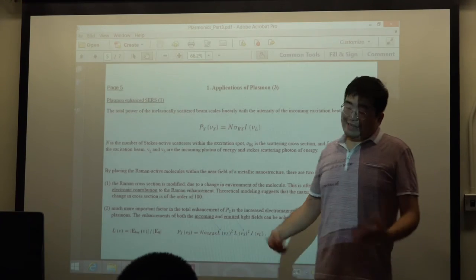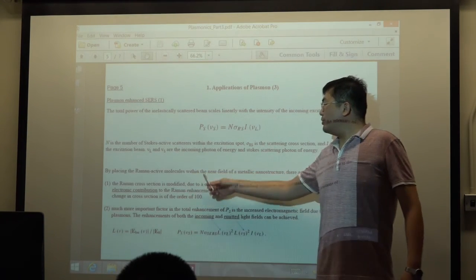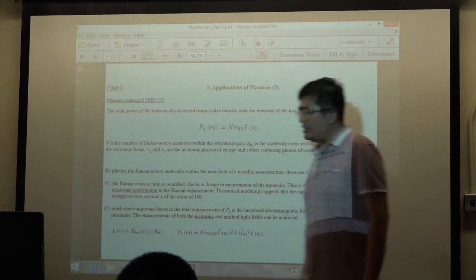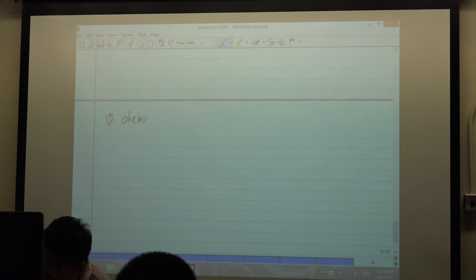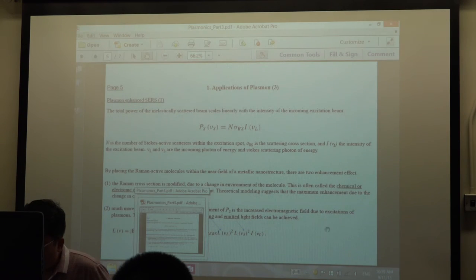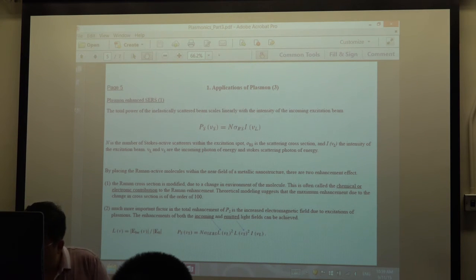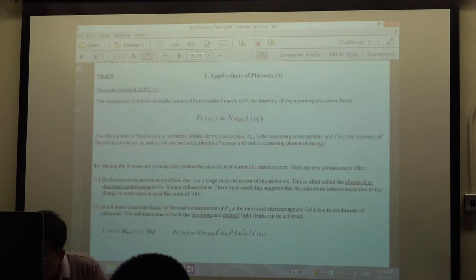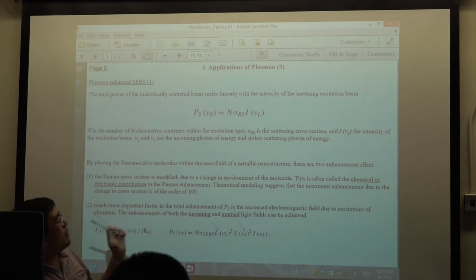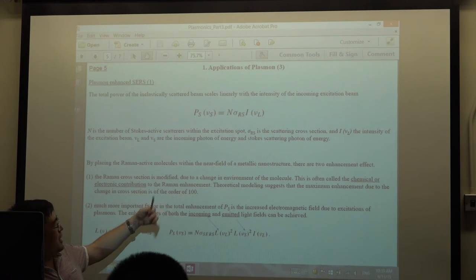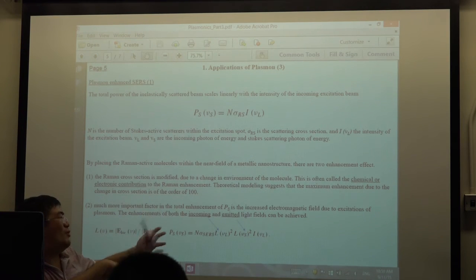So we can enhance it, because the signal is weak. So I put the Raman molecule, the Raman active molecule, with a metallic nanostructure. They have two enhancement mechanisms. I draw these two enhancement mechanisms. One is chemical enhancement. Another is called EM enhancement. The first is chemical enhancement, because when you put this molecule with the metallic nanoparticle, with some environmental changes, it causes some chemical changes, some chemical reaction process.